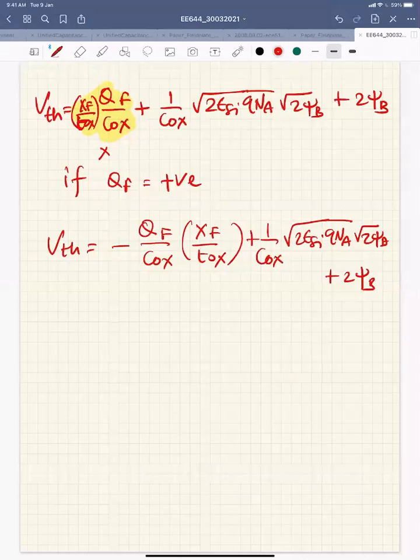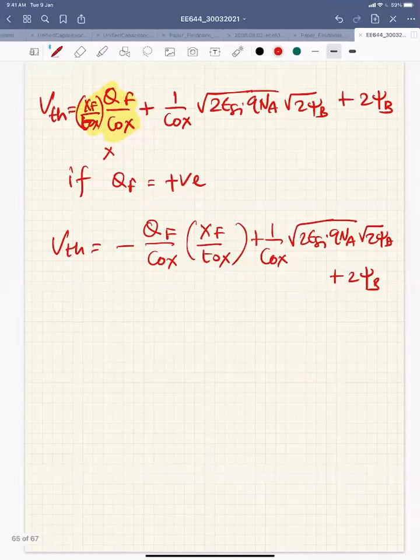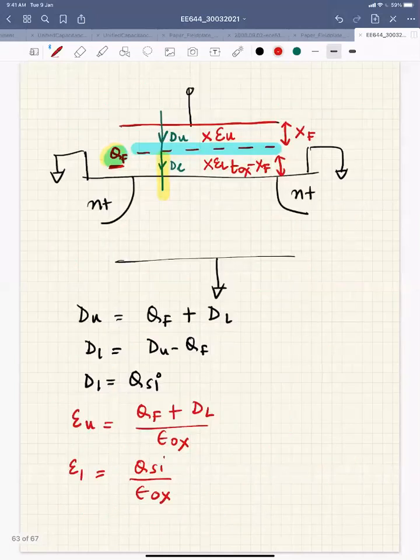Sir, if my charge is not just distributed in a line, what if it is distributed throughout the oxide? Yeah. So basically what is generally done, you have to find an effect.